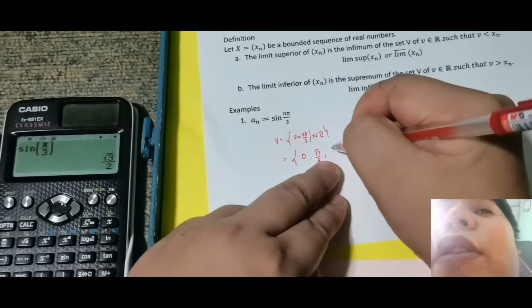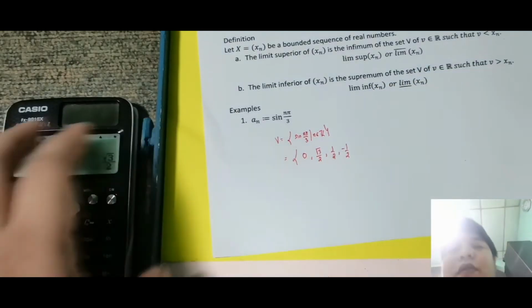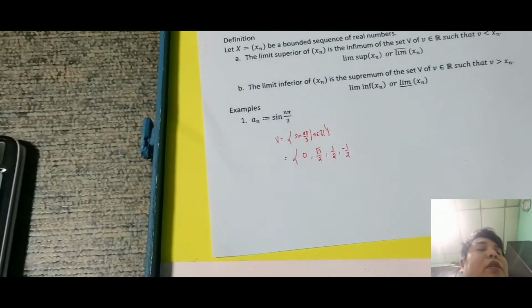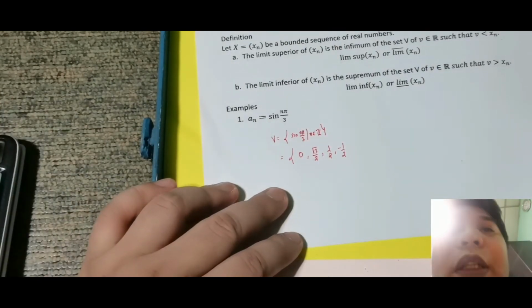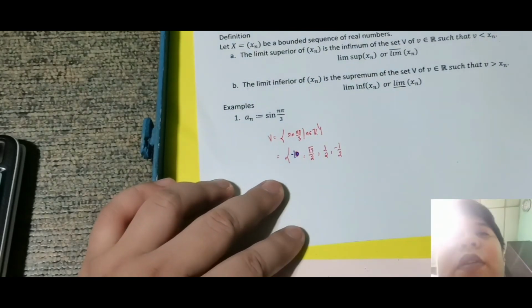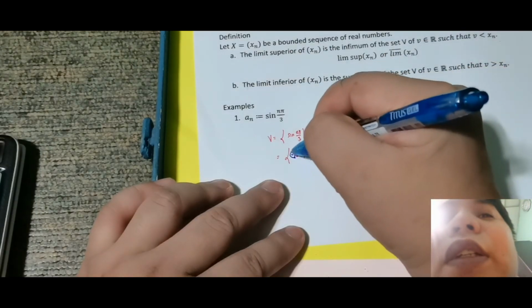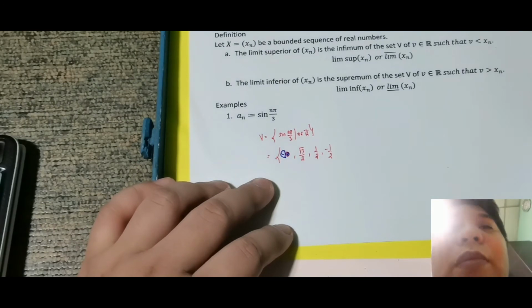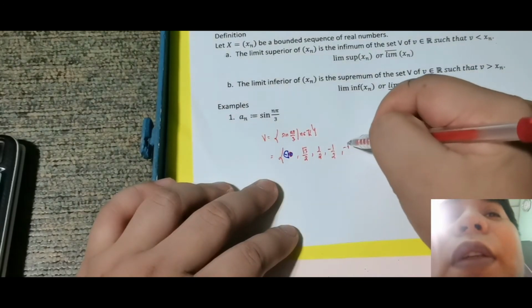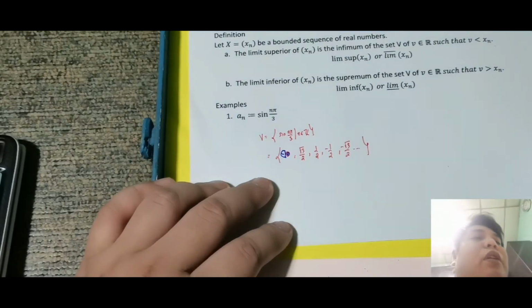Next is 1/2, then negative 1/2. Sin 0 is actually 0, sorry, I was mistaken. Sin 0 is 0. Okay, then there is also the value negative square root of 3 over 2.